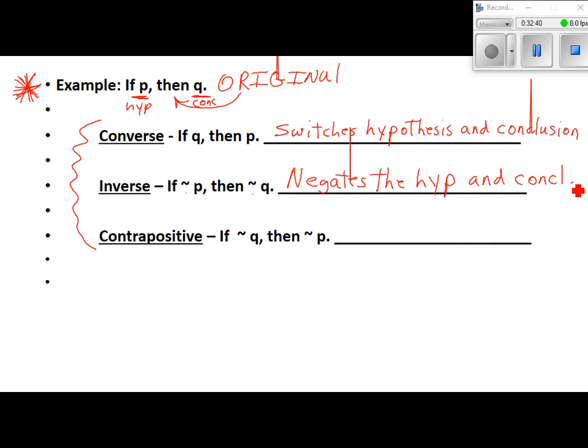Anybody tell what the contrapositive does? Looking back at the original statement again. Switches it and puts it on. Okay, so that's what we're going to write. Switches and negates. It's all right if I leave off the hypothesis and conclusion part. Can you guys handle that? It switches and it negates the two parts.